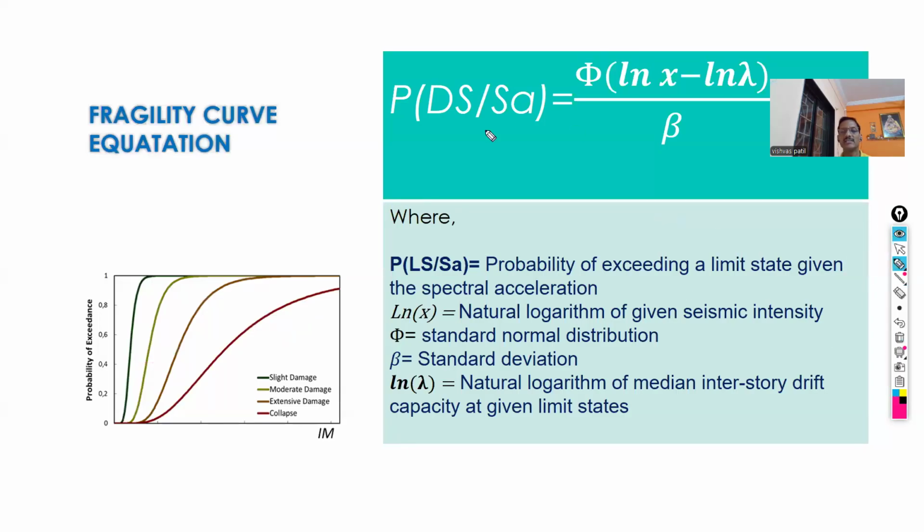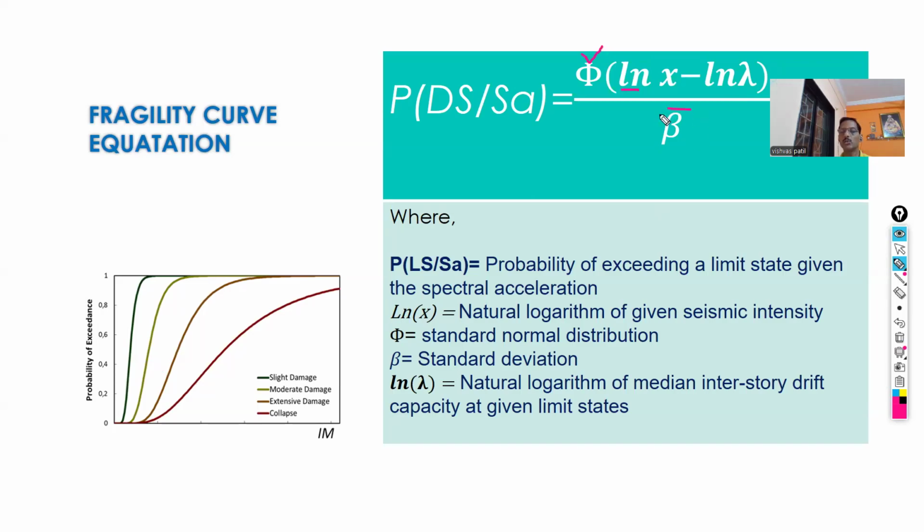P stands for probability. It is the probability of exceeding the limit for a given seismic intensity, like spectral acceleration, equals Phi, which stands for the standard normal distribution, of ln, the natural logarithm of the seismic intensity, minus the natural logarithm of lambda, divided by beta.